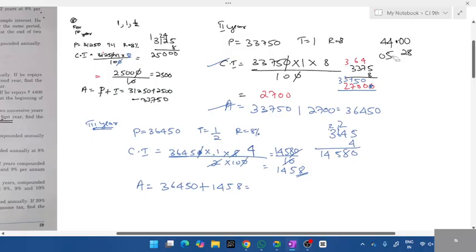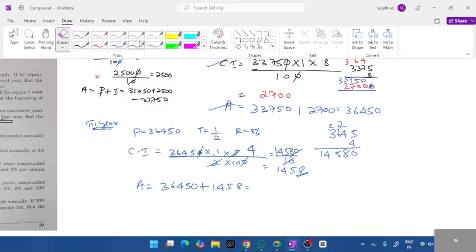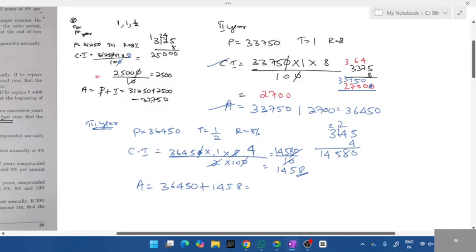Is Abigail online? Are you doing Abigail? Are you solving the questions? Okay, fine. Amount is equals to 3640. Calculate and check the answer in textbook.